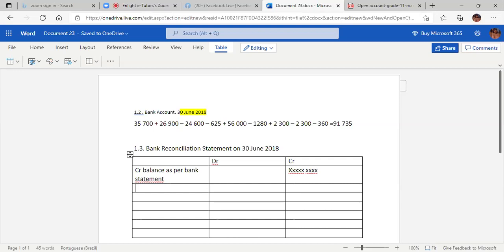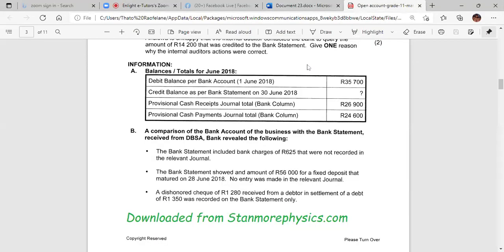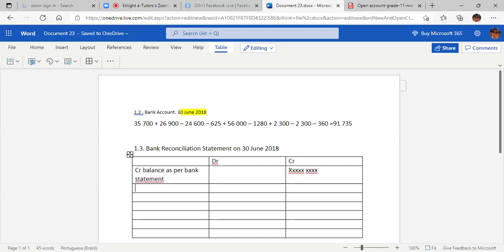Then what do we do next? We always credit outstanding deposits, right? Why do we credit them? When we receive a deposit, obviously money increases and it's a credit. So: credit outstanding deposits.